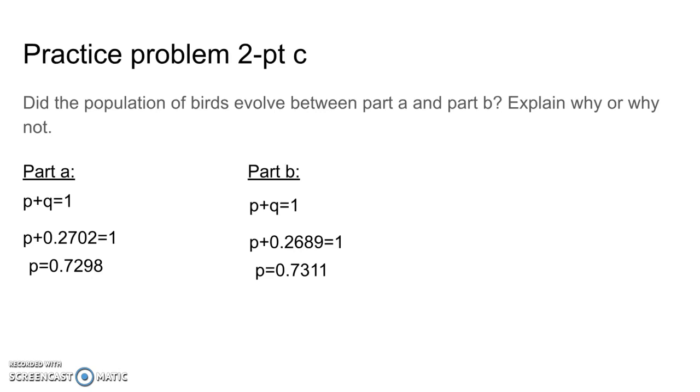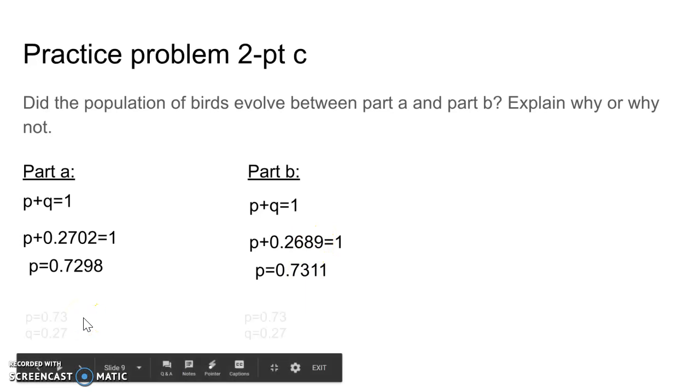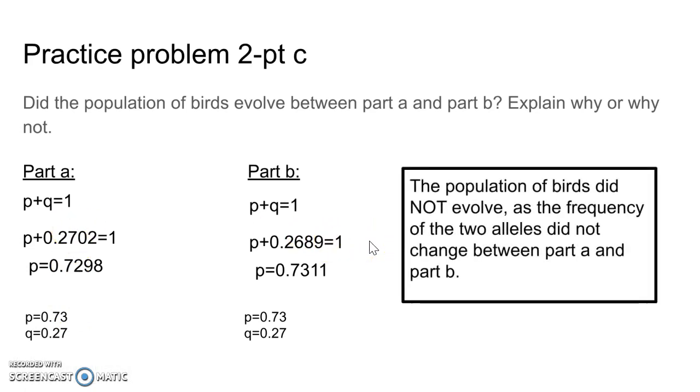So did the populations of birds evolve from part A to part B? Why or why not? In part A, these are the values that I ended up getting for the p value here, and if you go back, this is also the q value as well. If I round the p and q values here, you'll see both the p values and q values end up rounding to the same number in part A and in part B. So if that's true, the population of birds did not evolve, since the frequency of these two alleles did not change between part A and part B.